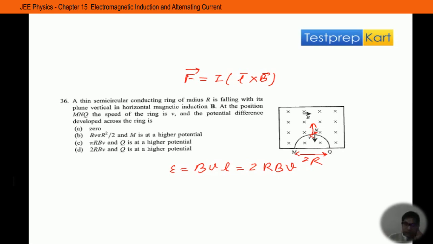Okay, yes, so if this is the direction of current, then I dl cross B will be in the upward direction because v is going down. So it means current always moves from higher potential to lower potential. So point Q must be at higher potential. So net EMF is 2RB into v, and Q is at higher potential.